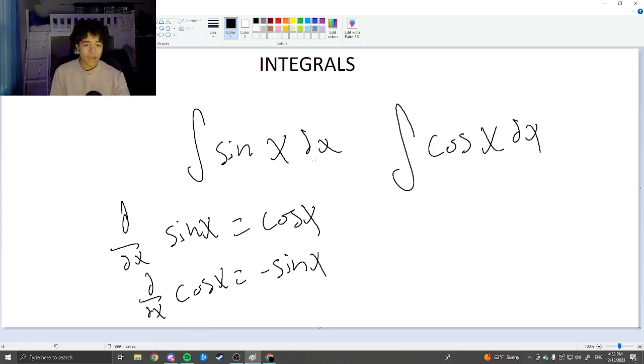So our integral of sine x dx is negative cosine x, plus c. And our integral for cosine x dx is just sine x, plus c. The way I remember this is that it's the opposite of derivatives. Because when you derive positive sine, you get positive cos. So then when you integrate positive cos, you get positive sine. That's how I remember it. Remember any way you want. But this is it for basic indefinite integrals.